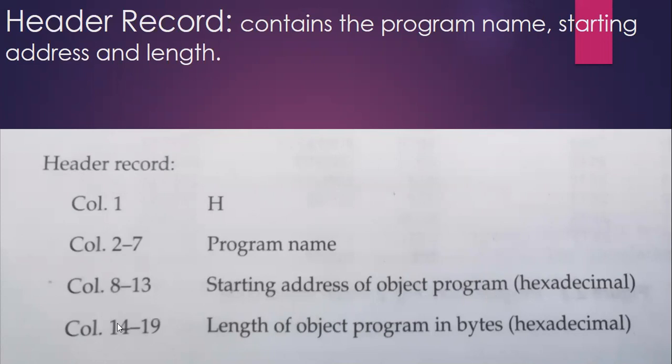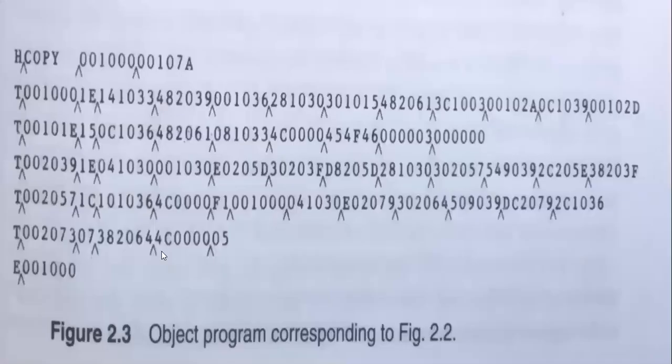Then columns 14 to 19 hold the length of the object program in bytes. What is the total size of your object program? That should be calculated, in bytes. Remember, in bytes. So all these things should be mentioned in your object code. I will show you how it is.